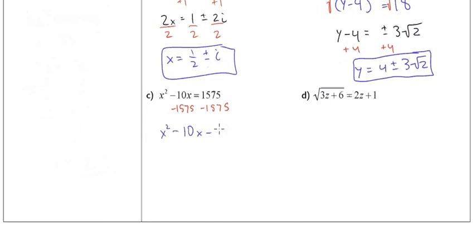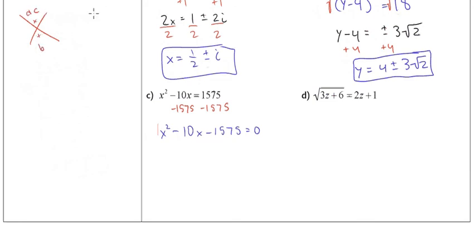But we end up with x squared minus 10x minus 1,575 is equal to 0. All right. From here, we're going to take the a value, 1, and the c value, negative 1,575, and we need to find two numbers that multiply to give us a times c, and they need to add to give us b.